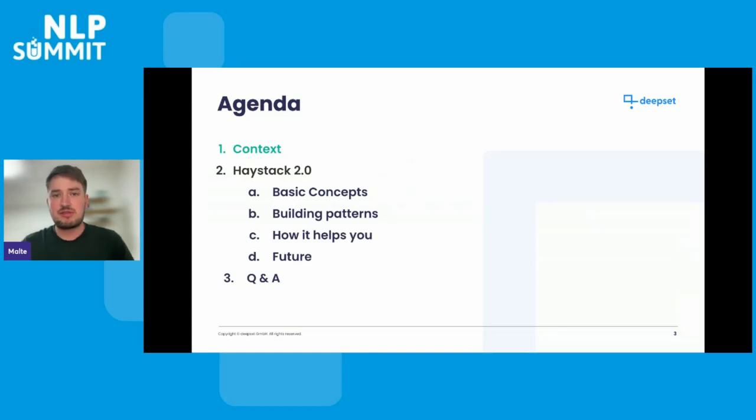Our structure for the next 30 minutes is the following. We'll start a bit with context, where we come from, what's our background, and then really focus on basic concepts in Haystack 2.0, typical building patterns you should know, how Haystack can support you across the whole dev cycle, and then we'll basically conclude with a bit of an outlook into what's next, what's the future.